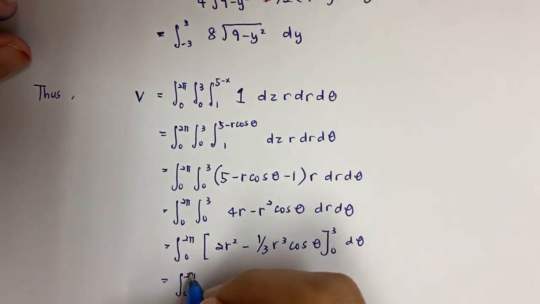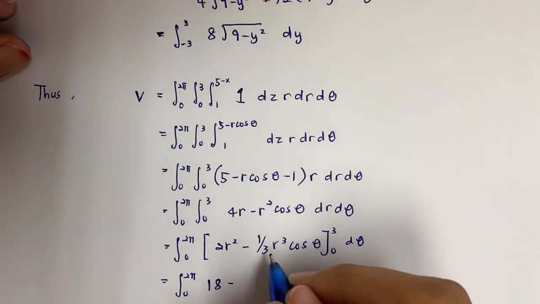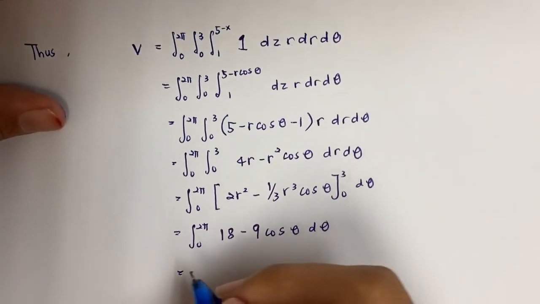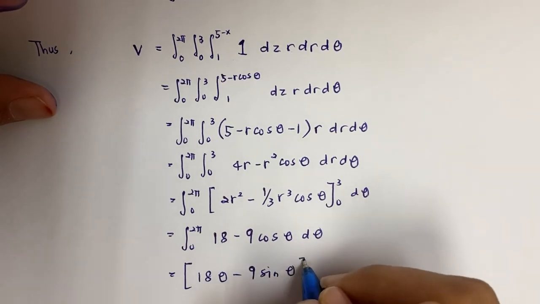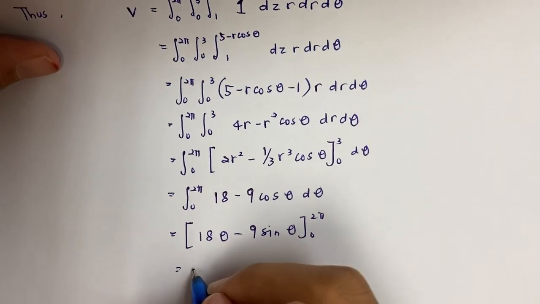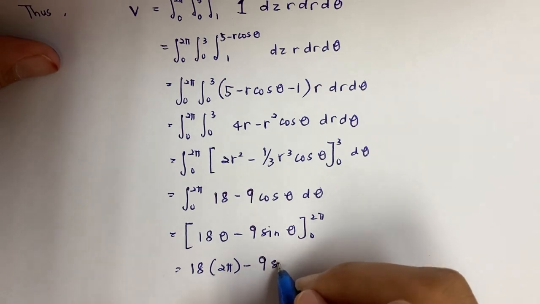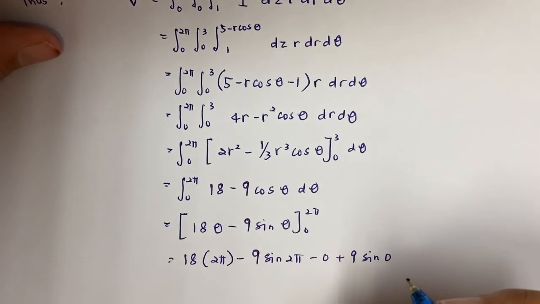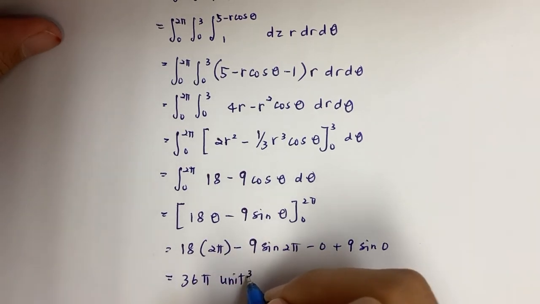So we have 0 to 2 pi, 18 minus 9 cos theta d theta. And last but not least, we have 18 theta minus 9 sin theta, from 0 to 2 pi. If we substitute, 2 pi minus 9 sin 2 pi, which is equal to 0, minus 0 plus 9 sin 0, which is equal to 0. So our last answer is 36 pi unit cube for volume.